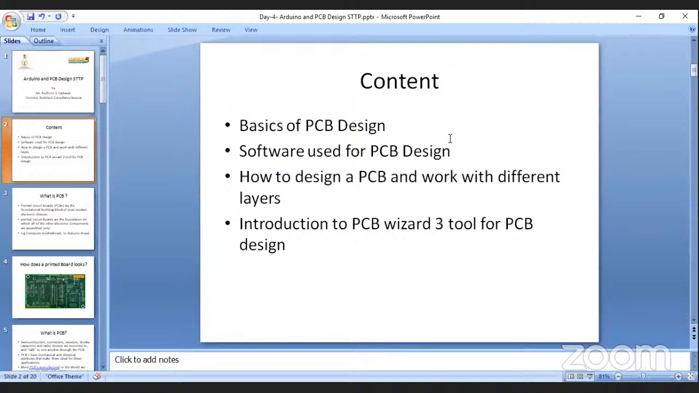So how many of you have handled a PCB before, right? I'm asking mainly the students: how many of you have handled or seen any PCB before this particular topic of discussion? You have seen PCBs, right? We are surrounded by these things.